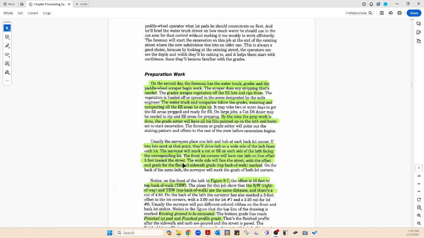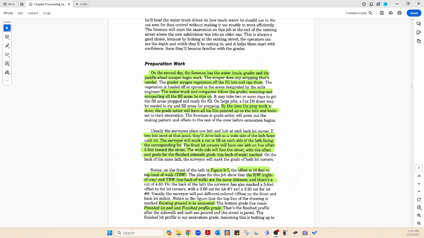That's kind of what the figure, 997, I believe it was, was showing. The wide side will face the street with the offset and grade for finished side product. Yeah, it's just describing that figure that we looked at.